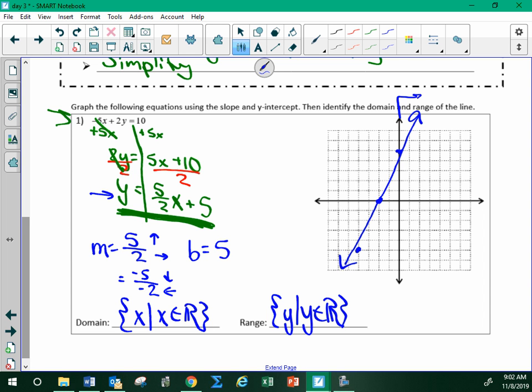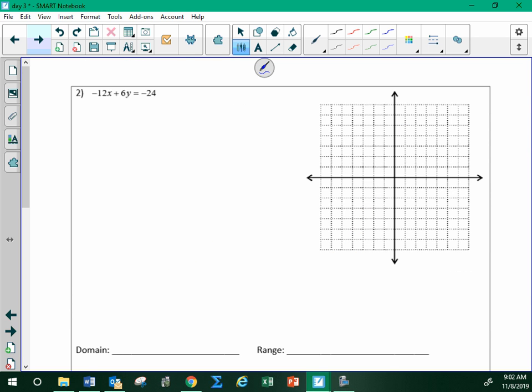Okay. Any questions on that one? Okay, so I want you guys to go ahead and try this one here. First, get y by itself. We want y equals.